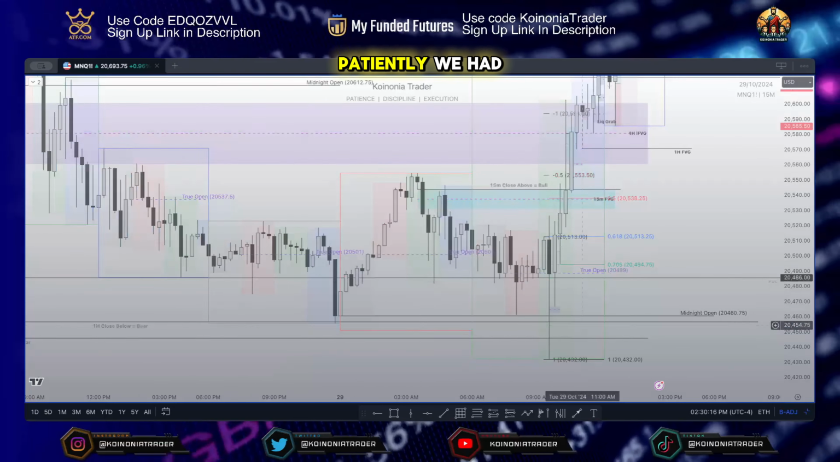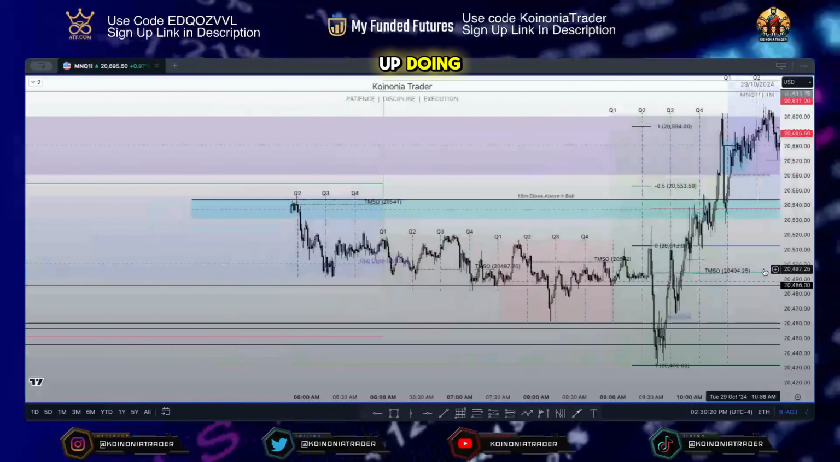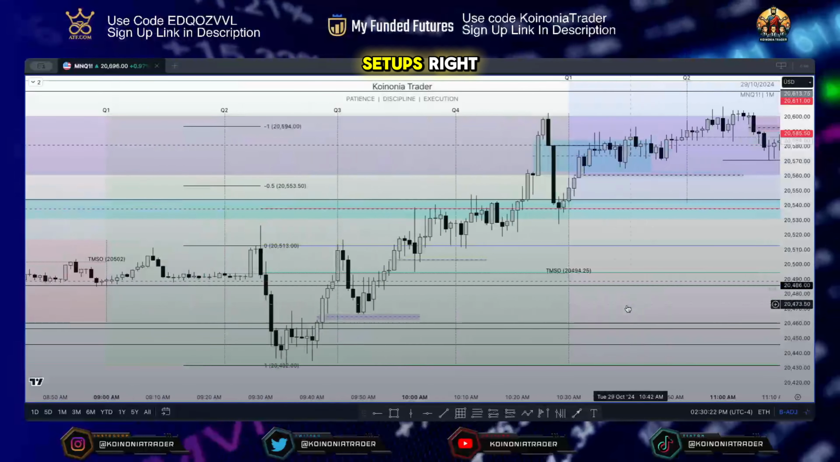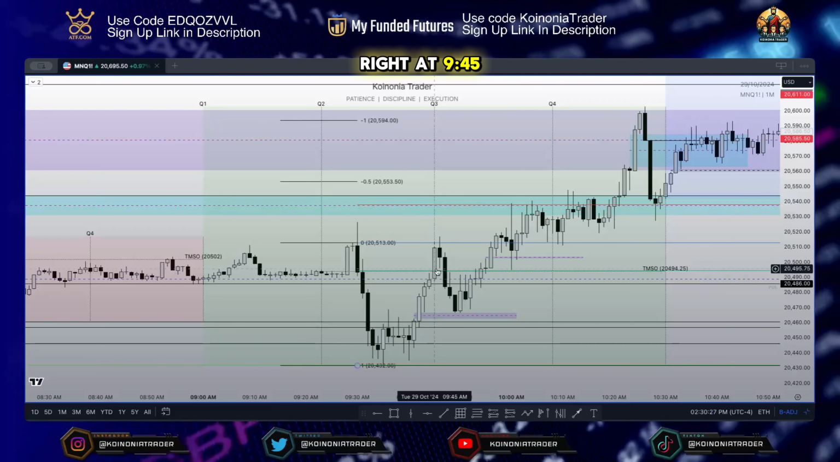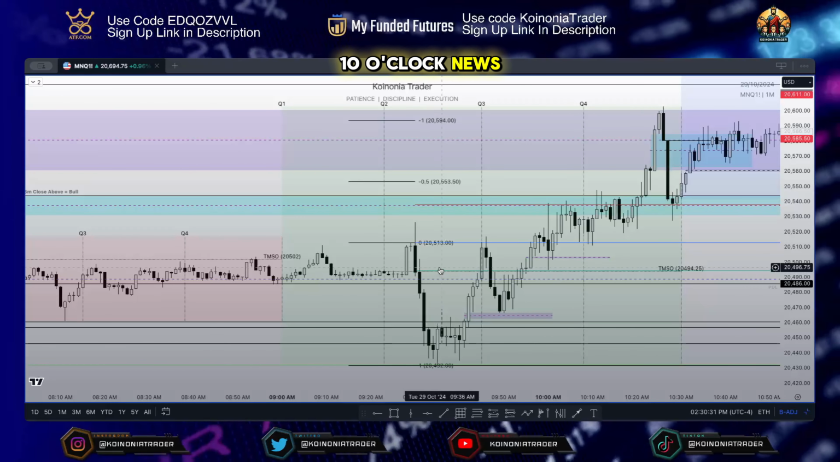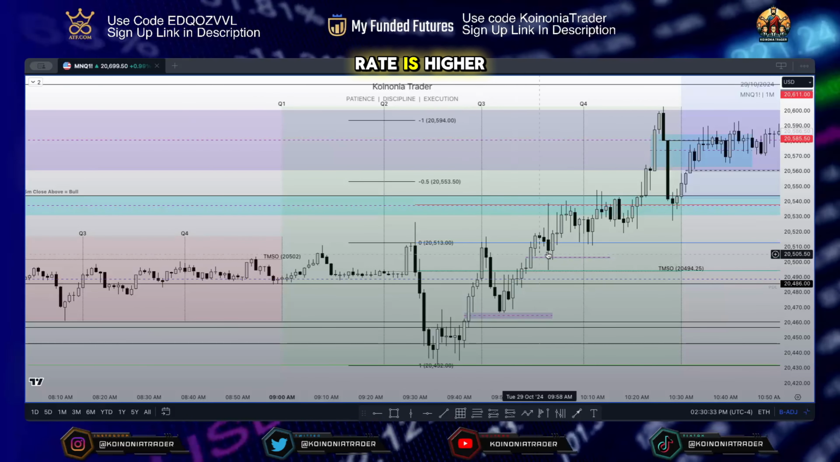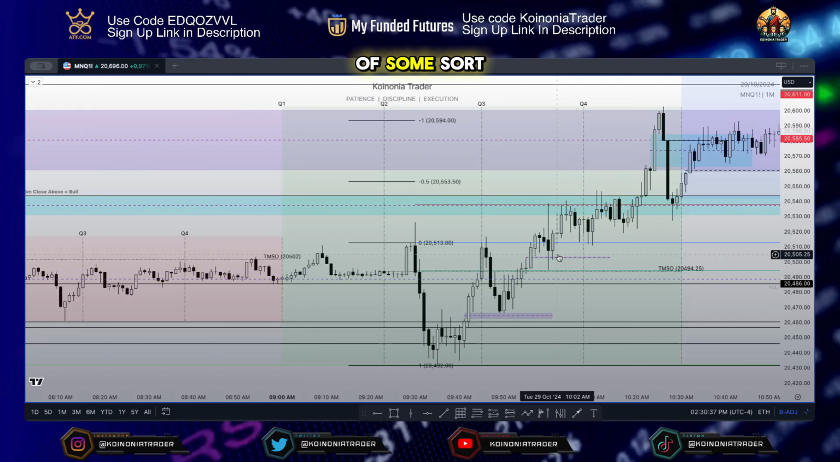So I waited patiently. We had 10 o'clock news. I wanted to see what price was going to end up doing. There were a couple of bearish setups, right? We saw that we had this inversion fair value gap here right at 9:45, but I didn't take that because I wanted to wait for 10 o'clock news. I've noticed lately that my win rate is higher if I wait for 10 o'clock news, if I find a bearish setup of some sort.